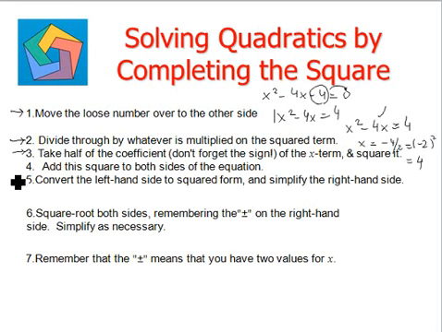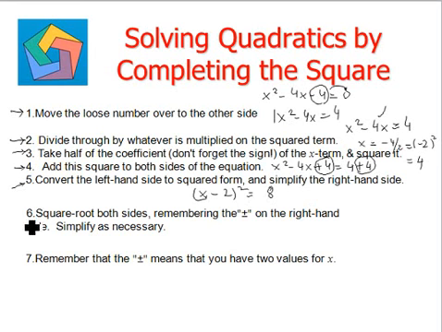Now we add this square to both sides of the equation. So x squared minus 4x plus 4 equals 4 plus 4. We have added this 4 to both sides of the equation. In the next step, convert the left hand side to the squared form. If we notice carefully, our left hand side is forming x minus 2 whole squared equals 8.